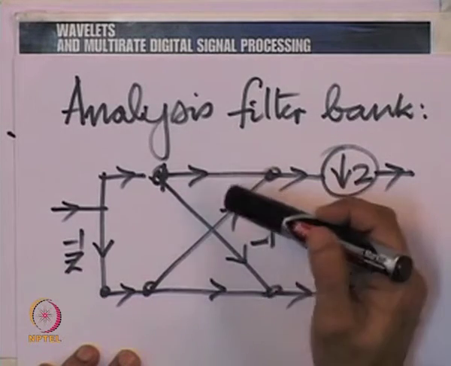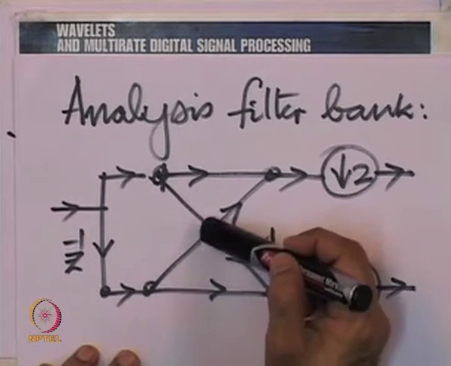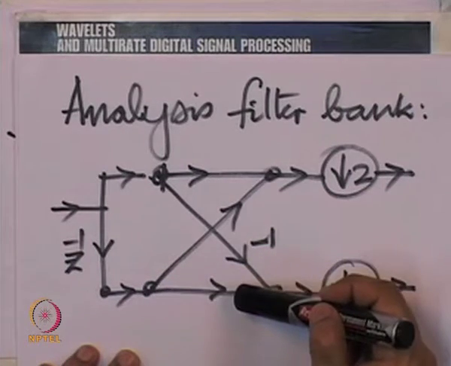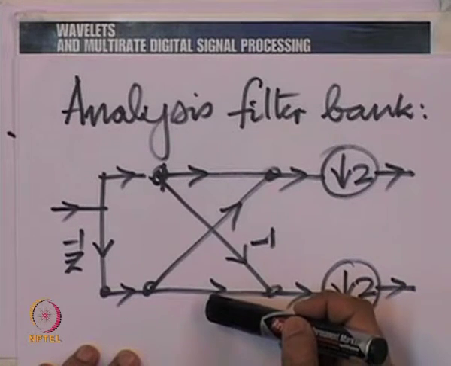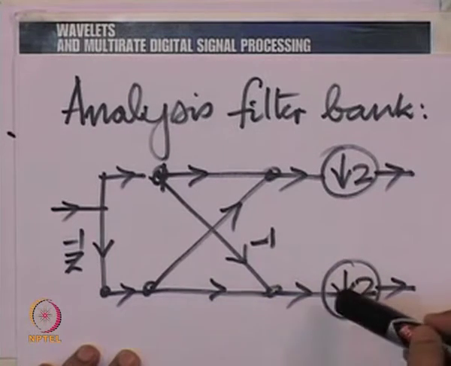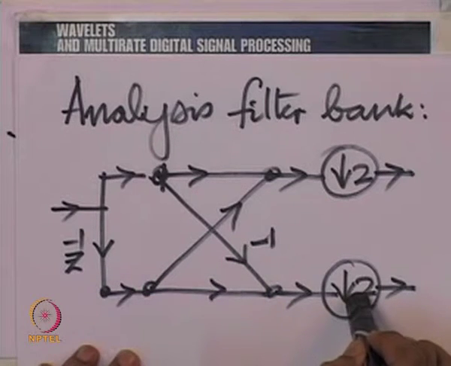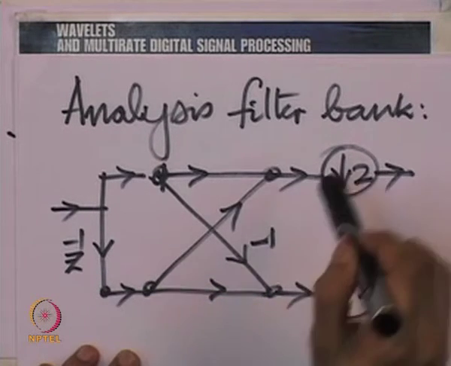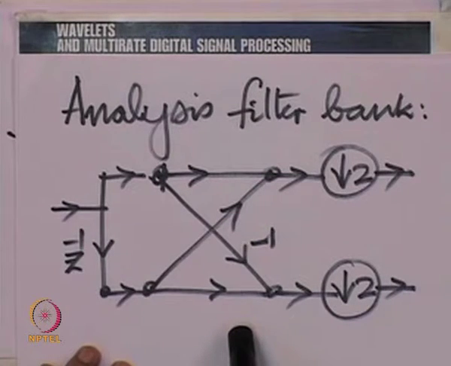There is a downsampler here and one here. So, you have one downsampler on this branch, another downsampler on this branch. But then you are branching and then downsampling, that is wasteful. You might as well first downsample and then branch. So, these two downsamplers can come all the way up to here. This downsampler could come here and this downsampler could come here. Let us draw the structure with that change.